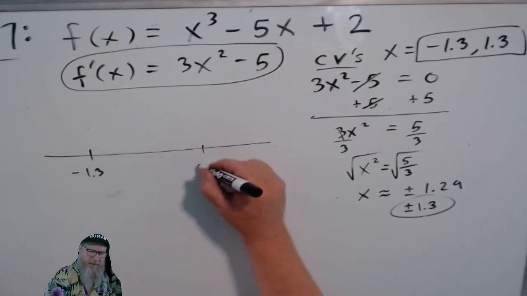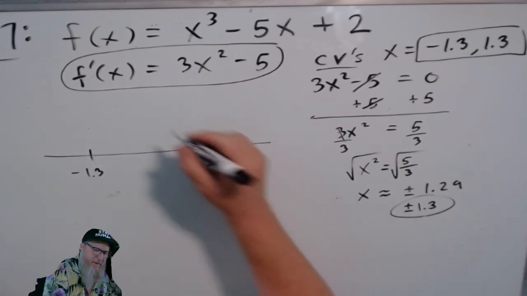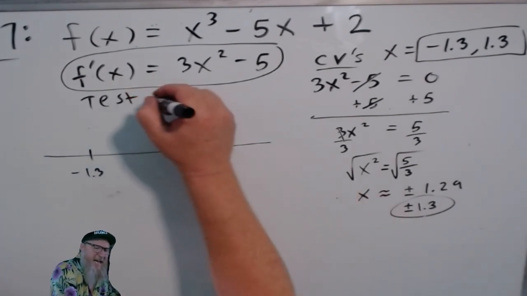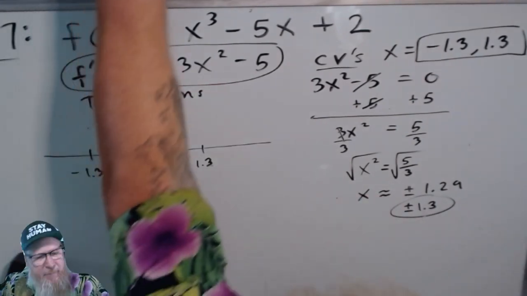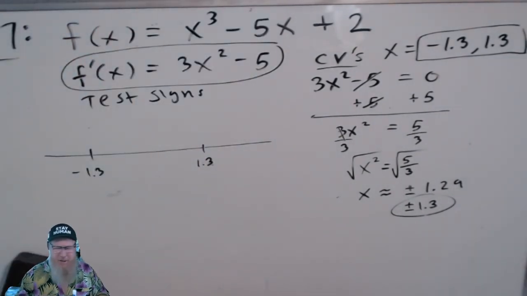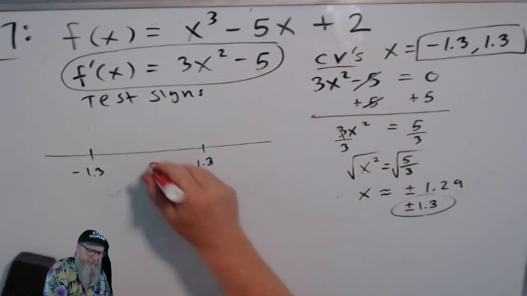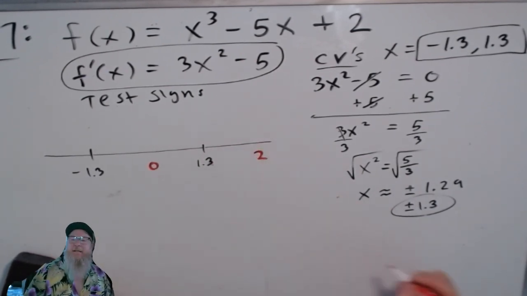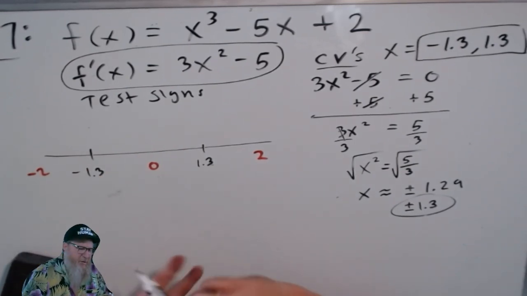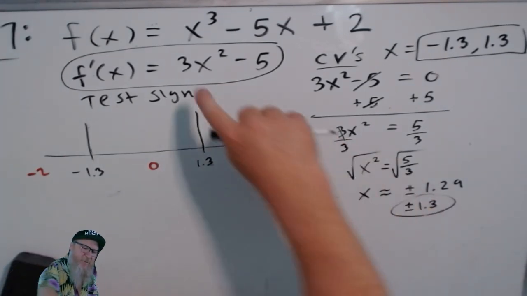Negative 1.3, positive 1.3. This is your first derivative test. It's also known as a sign test. Positive and negative. So what you do is you take a number in the middle, say 0. You take a number on the right, say 2. You take a number on the left, say negative 2. These are also known as partitions, so I draw these lines here. And I test whether that's positive or negative.